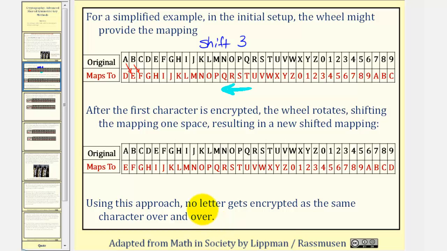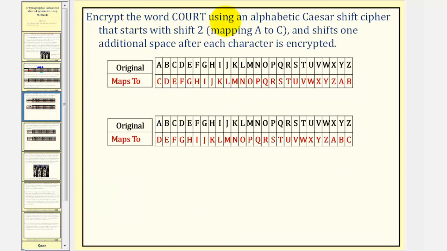Let's take a look at an example. We want to encrypt the word court using an alphabetic Caesar shift cipher that starts with a shift of 2, mapping A to C, and shifts 1 additional space after each character is encrypted. Notice how this first mapping shows a shift of 2. A is mapped to C, B is mapped to D, C is mapped to E, and so on. So we'll use this mapping only for the first letter of C. So notice that C maps to E, so our first encrypted letter is E.